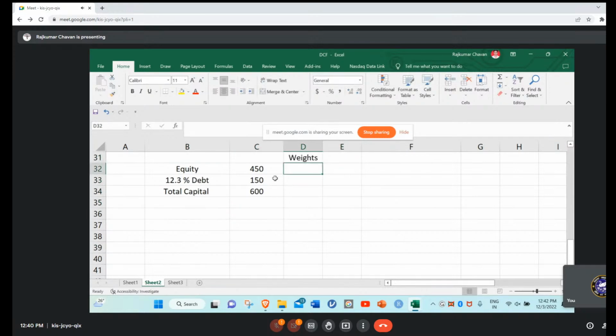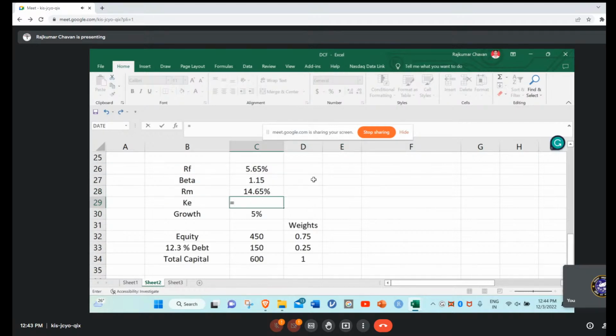Now tell me, we got 600 rupees of total capital. Can we calculate weight or not? Yes or no? Can we calculate weight calculation? So let me take here 5.65 plus, what is the plus? Beta. B stands for beta. Beta is how much? 1.15.